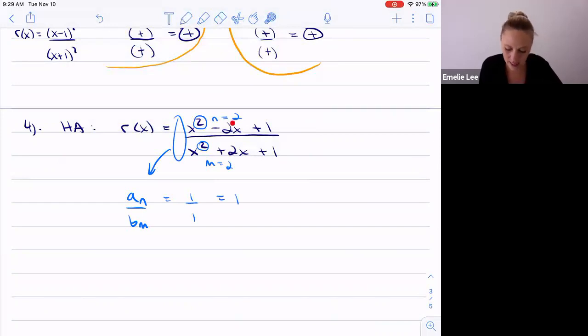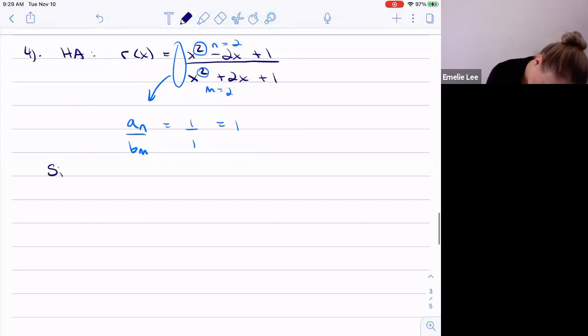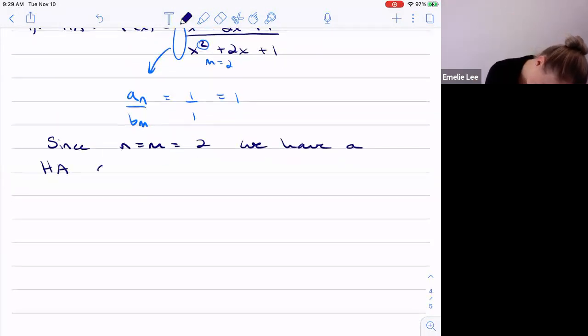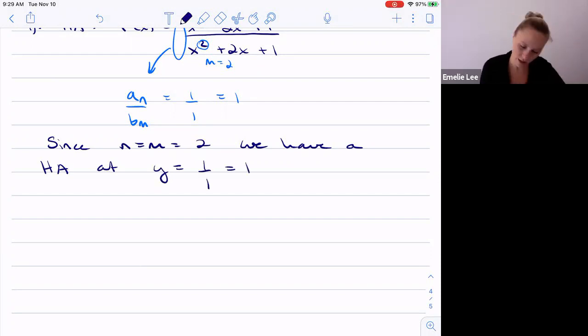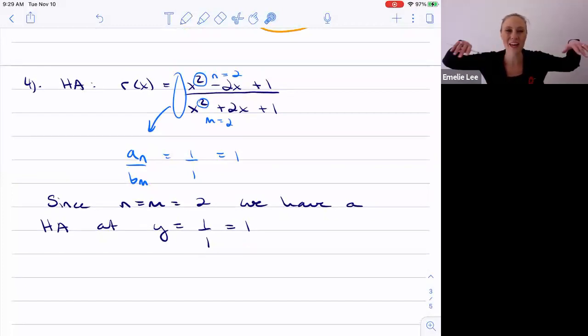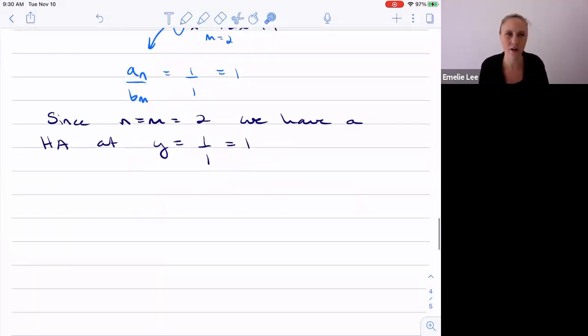Because N is equal to M, which is equal to 2, indicating that they're the same, we have a horizontal asymptote at y equals 1 over 1, which is 1. So at y equals 1, we have this horizontal asymptote. The horizontal asymptote is just the end behavior. As x goes to positive and negative infinity, y is going to approach 1. So it's going to either settle on 1 or go up to 1 and plateau off. It's never going to reach 1. And that's kind of hard to know in your sketch what it looks like. So let's have a look here.